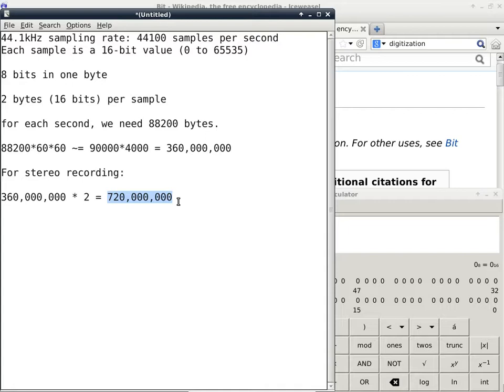Now, the next question is, if you are streaming music, would this be a good streaming rate? We want to calculate, if you are to stream music using 44.1 kilohertz as a sampling rate, 16 bits per sample, and stereo, what kind of internet connection do you need in order to transmit all that music to your computer?